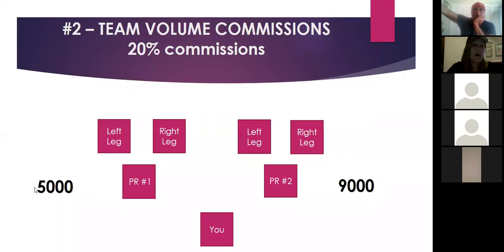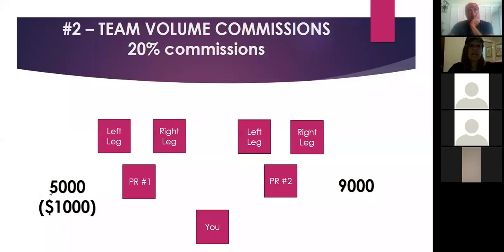So remember, this is points, okay? It's not dollars, it's points. In this example, you're always going to be paid on what matches. Or another way of looking at it is you're going to be paid on the lesser leg. So in this example, the lesser leg is the left side. You would make $1,000 because 20% of 5,000 points is $1,000.